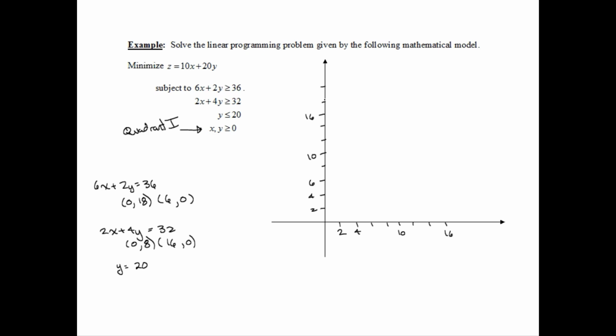Look at the first line. We need 0, 18, so that's right here. We also need 6, 0. So here we go. Here's that line. I have 6x plus 2y equals 36. Okay, now we do the next one. So 0, 8, 16, 0. Like that.